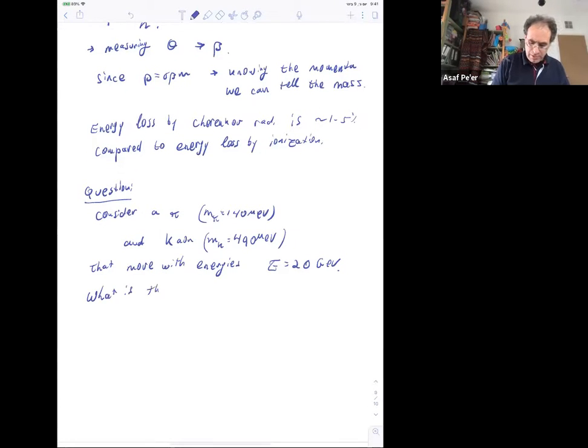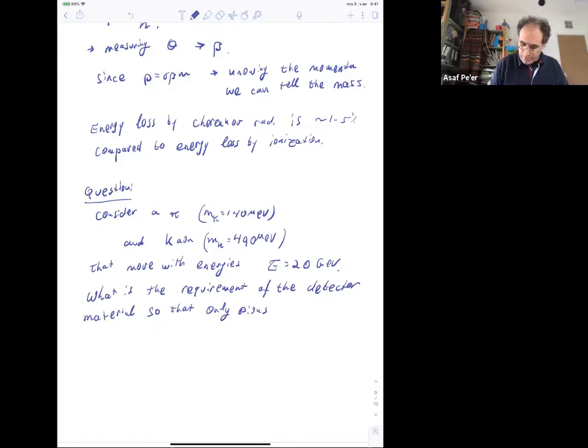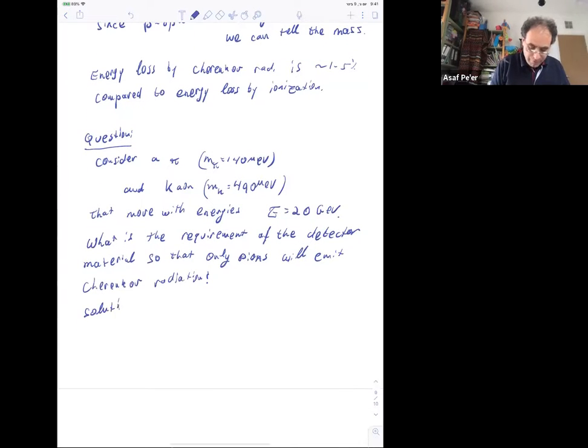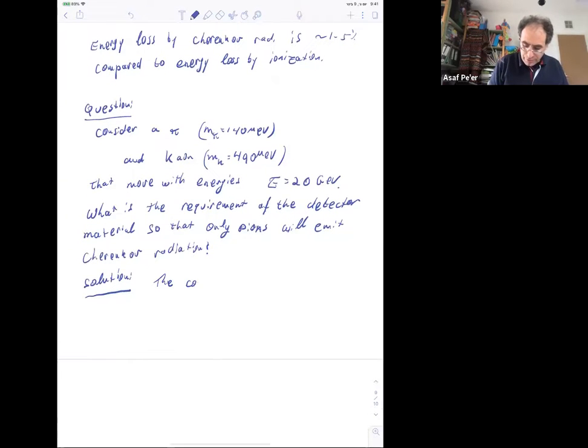What is the requirement of the detector material so that only pions will emit Cherenkov radiation? So the solution should be quite straightforward, right? The condition for emission of Cherenkov radiation is that beta times n is greater than one. The condition.